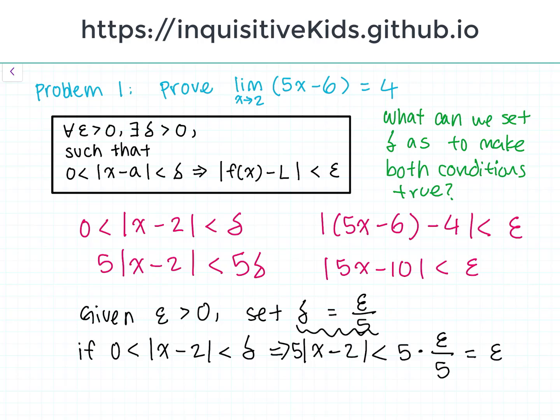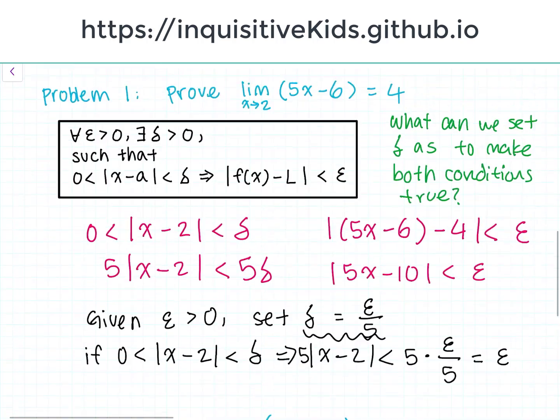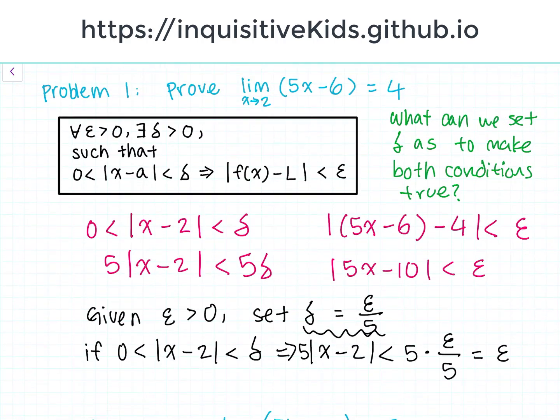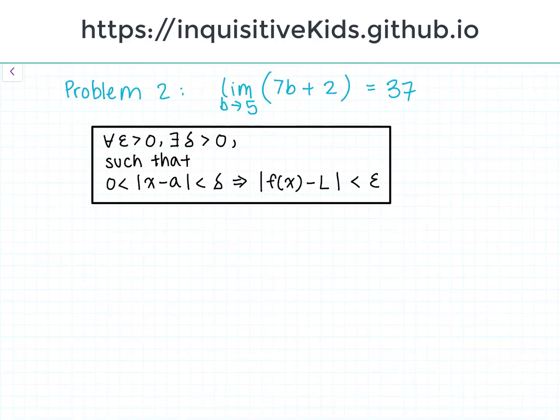Now let's try another problem. Now we're being asked to prove that the limit of the function 7b plus 2 is equal to 37 when b is approaching 5. So again, we have to ask ourselves the same question. What can we set delta as to make both of these conditions true? And I'm going to copy this over here as well. So as you can see, delta is any variable, so we can set delta to any value that we want it to be.